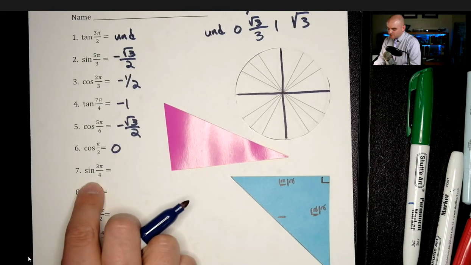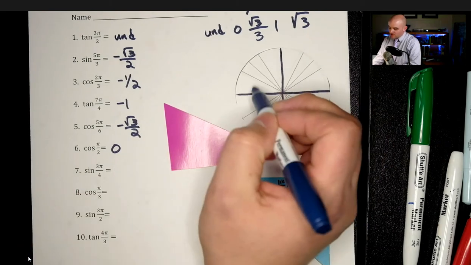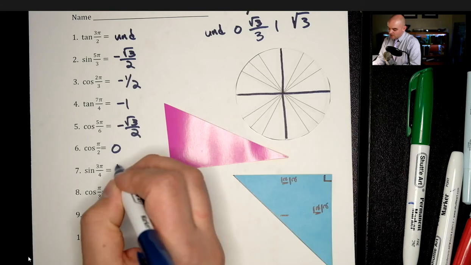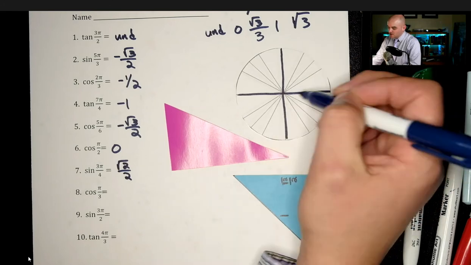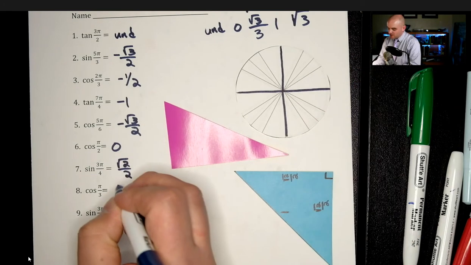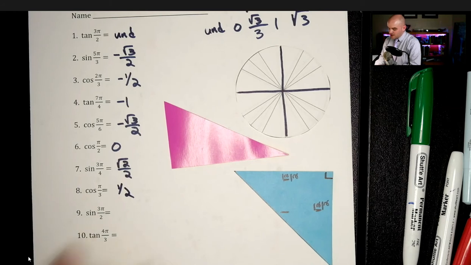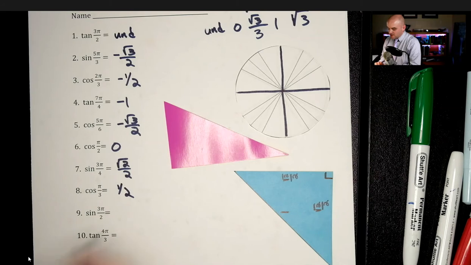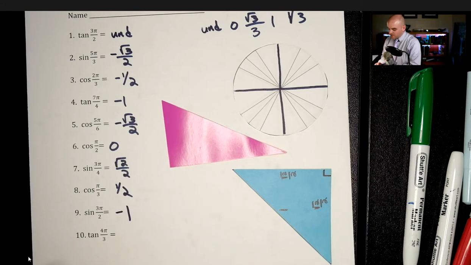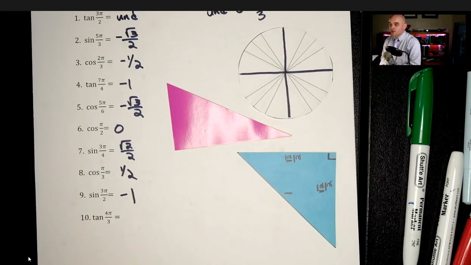The sine of 3 pi over 4, 3 pi over 4 is right here. This sine is your y value, which is going to be positive root 2 over 2. The cosine of pi over 3 is right here. Cosine is your x value, so it's going to be positive 1/2. The sine of 3 pi over 2, 3 pi over 2 is at the bottom, and the sine is going to be negative 1. And then the tangent of 4 pi over 3.